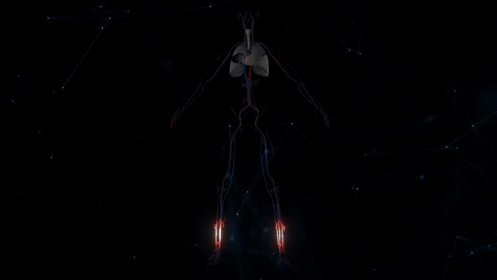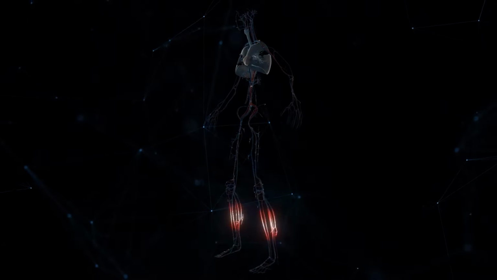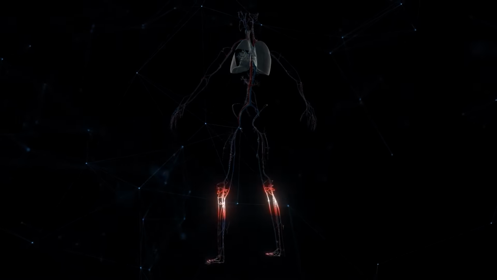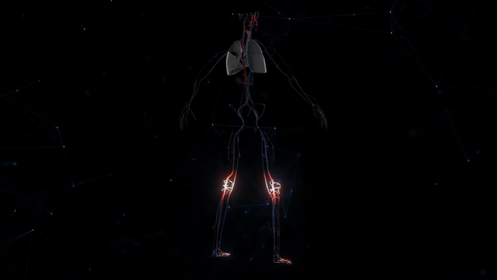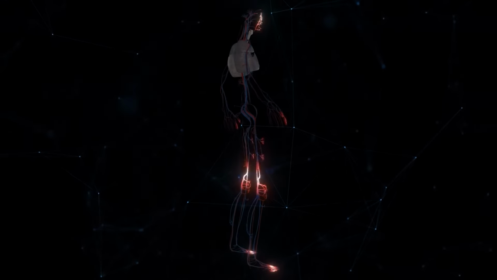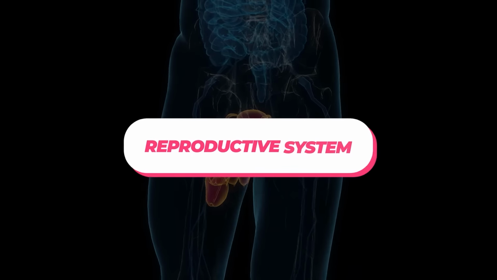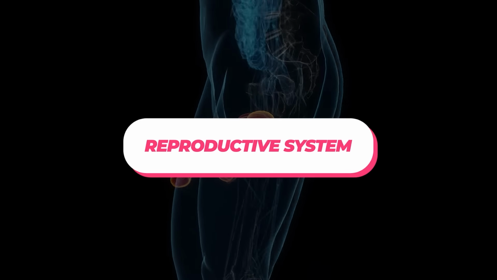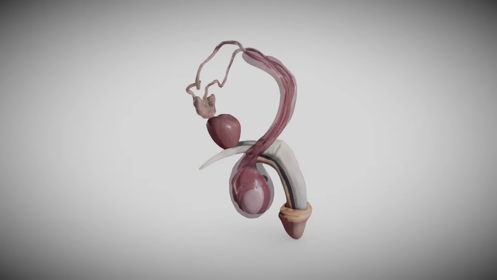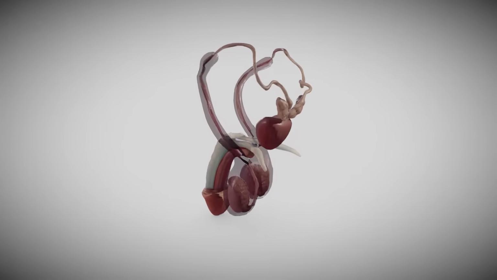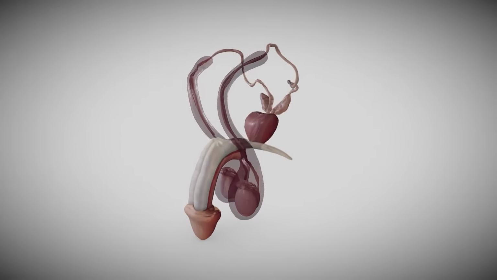The lymphatic system plays a vital role in the body's immune system and helps to protect the body against infection and disease. It also helps to maintain fluid balance in the body by returning excess fluid from the tissues back into the bloodstream. Number 10. The reproductive system. The reproductive system is the body system that is responsible for the production and transportation of gametes, sex cells, and the reproduction of offspring.